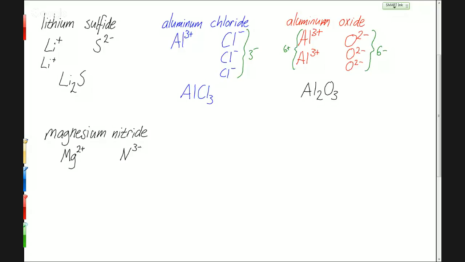We have a 2 and a 3, and the only way you can bring a 2 and a 3 into balance is to make both of them 6. So the magnesium gets tripled, and the nitrogen gets doubled. We put that all together, and we get Mg3N2.